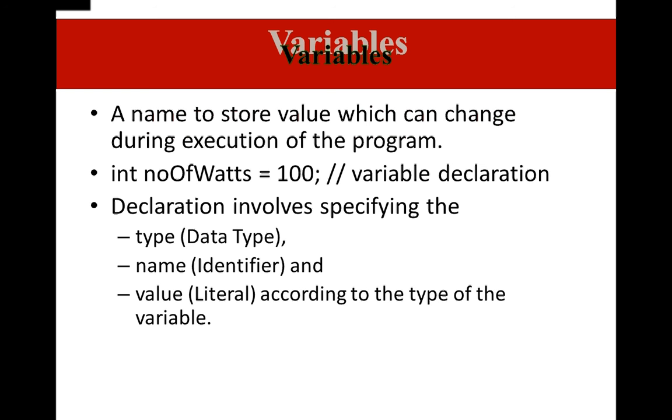Usually, variables are declared something like int numberOfWatts = 100. This is a simple example of a variable declaration. For this declaration, we use a data type called int, some name or identifier, and some literals. Let's look at what data types Java supports, the rules and naming conventions we need to follow for identifiers, and a little bit of literals.